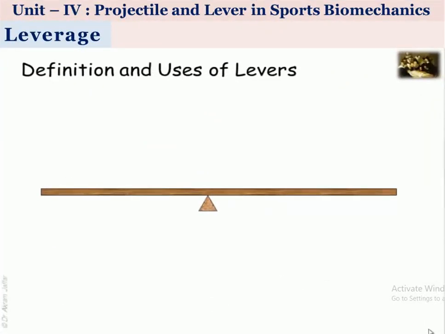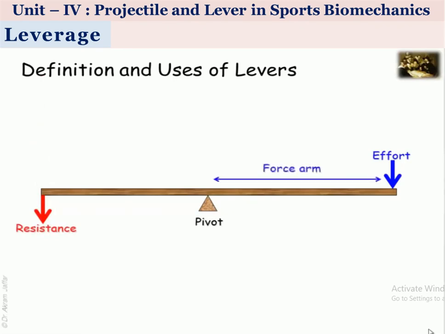A lever is one of the simplest machines known. Basically, it consists of two forces, an effort force and a resisting force, acting around a pivot or a fulcrum. The distance from the effort force to the fulcrum is the force arm, and the distance from the resisting force to the fulcrum is the resistance arm.